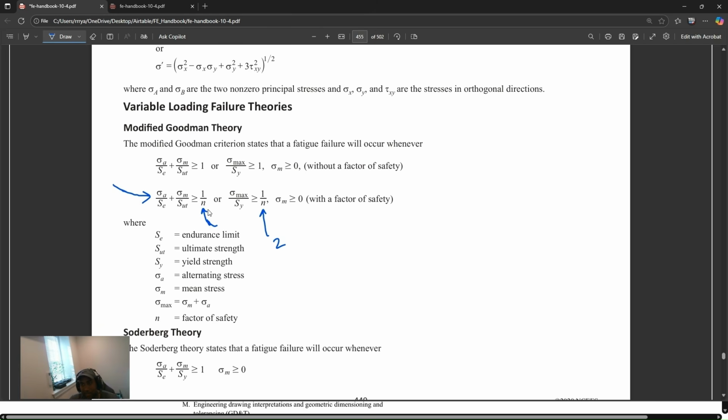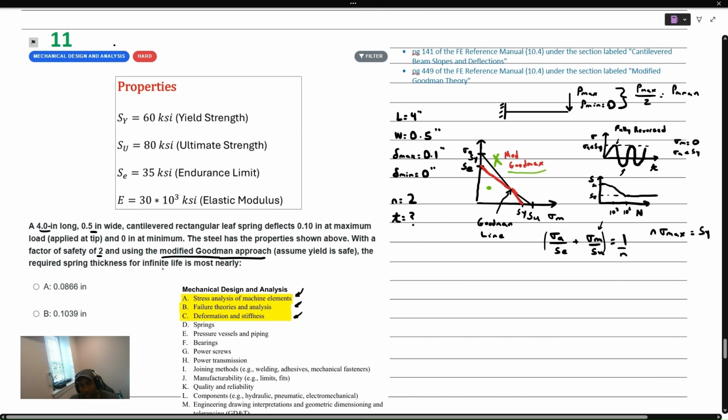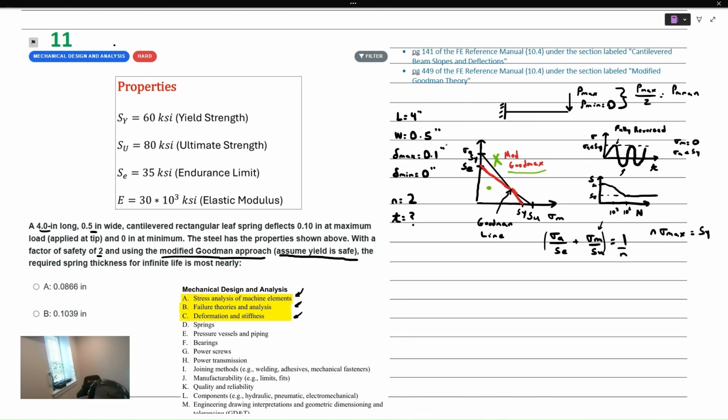And that's because they said in the problem, assume yield is safe. Now, we'll still check the yield condition just for completeness here. But this is the equation that we want to apply. And we need to understand what is the alternating and mean stress. So there is a maximum stress that occurs at maximum deflection due to this maximum load that is a sigma max, and sigma min is equal to 0. If we go ahead and find what the mean stress is, it's just the max plus the min over 2, and having a min stress equal to 0 means this is just the max over 2.